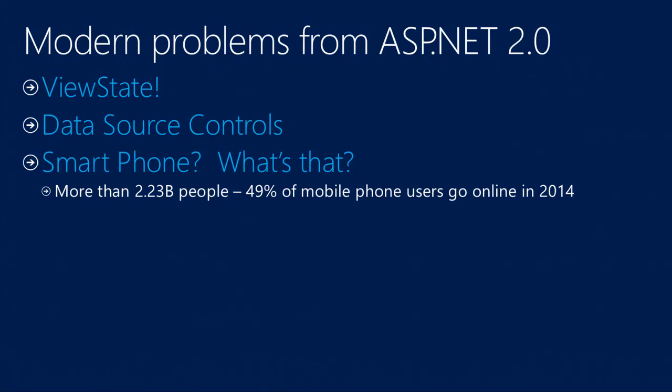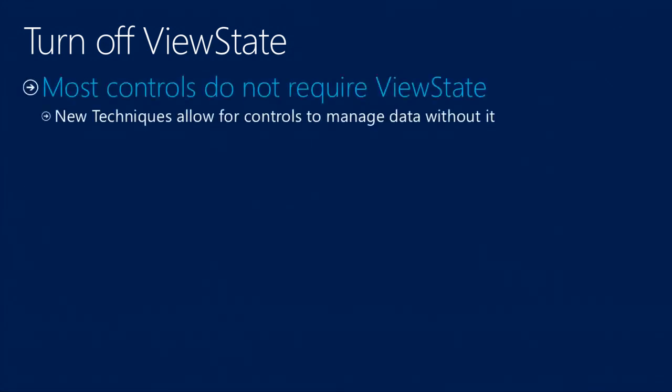If there's nothing else that you do when you leave here, turn off view state. Unless you have some reason, and it better be a really good one, turn it off. Don't put stuff into view state that you don't need, okay? Most controls now do not require view state, okay? There are new techniques that allow for controls to manage data without that. We're going to see a few of those in a little bit, but you don't need it, okay?